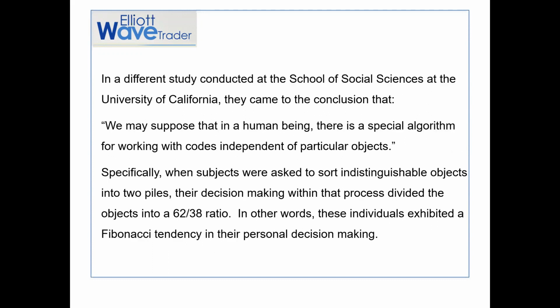Now, a few years later, a different study was conducted at the University of California, where they concluded that even individuals make decisions based upon the properties of Fibonacci mathematics. And as you can see, we may suppose that in a human being, there is a special algorithm for working with codes independent of particular objects. Specifically in the study, when subjects were asked to sort indistinguishable objects into two piles, their decision-making within that process divided the objects into a 62-38 ratio. In other words, these individuals exhibited a Fibonacci tendency in their personal decision-making.